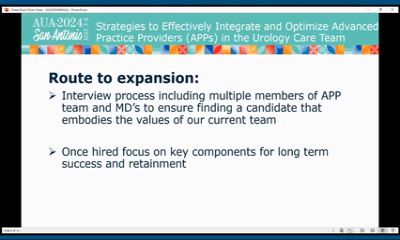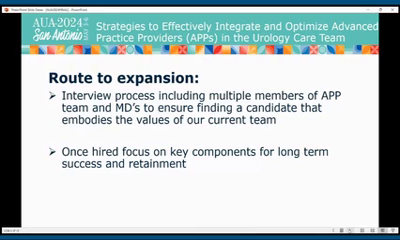So step 2, developing a business plan to support growth, including financial projections, resource allocation, and infrastructure requirements, and then define the goals and objectives for expansion, such as reducing wait times and improving patient satisfaction.